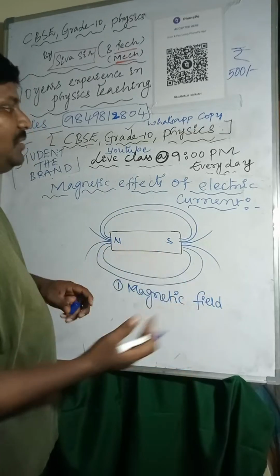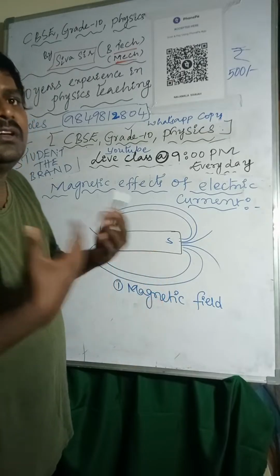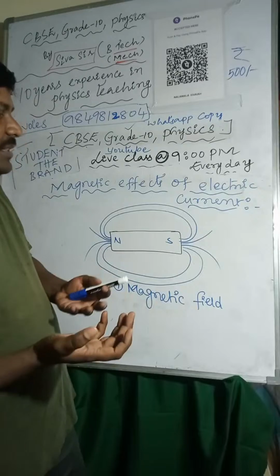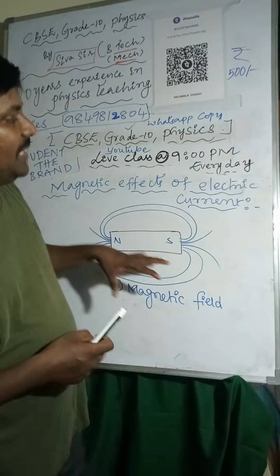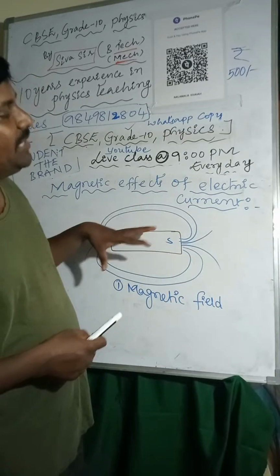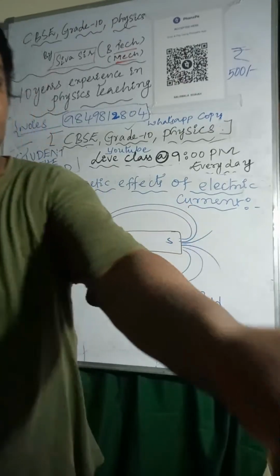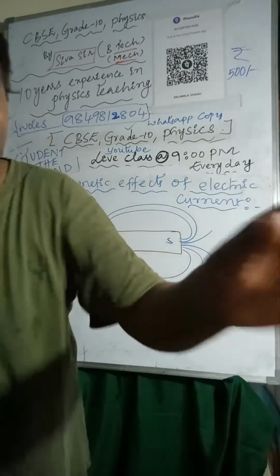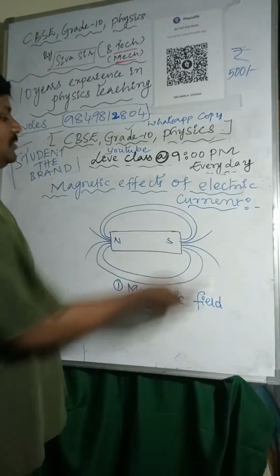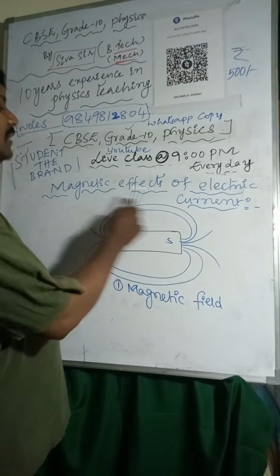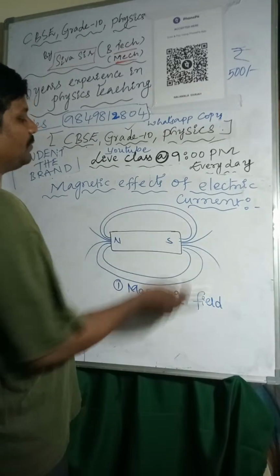We know the magnetic field will be there around the magnet. How will the field be there? Normally, the field will be in the form of field lines. You can see the magnetic field lines, and those field lines will move from north to south.